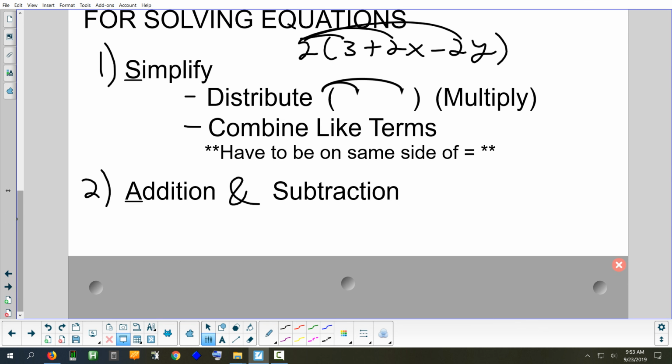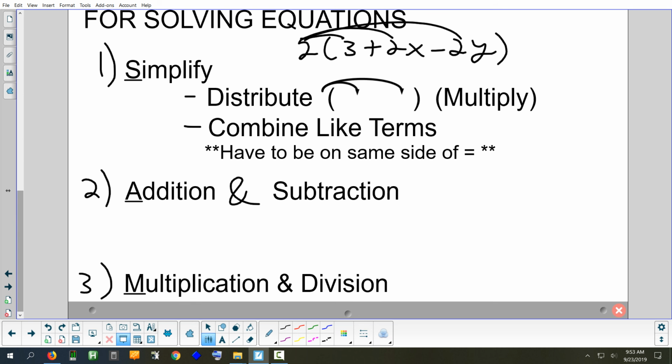All right, and now the last step in SAM, what does the M stand for? Aileen? Multiply. Nice. Multiply and divide. So if you have a problem that has multiplication or division, that's always the very last thing we do.